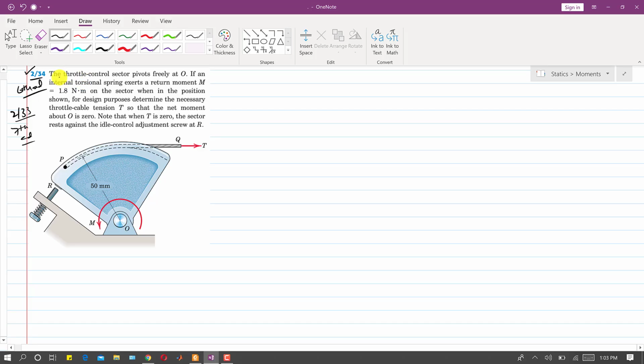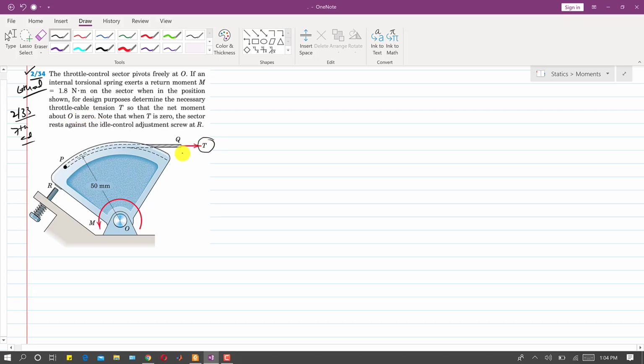Now in this problem it is said that the throttle control sector pivots freely at O. So this is the throttle control sector and it freely pivots about this point O. An internal torsional spring exerts a return moment M of 1.8 newton meter on the sector when in the position shown. So here is a spring, and that spring exerts the opposite moment in the anti-clockwise direction, right? Determine the necessary throttle cable tension T so that the net moment about O is 0. So we need to find this T, right?